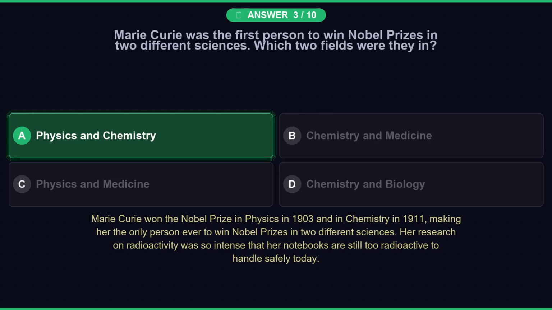The correct answer is A. Physics and chemistry. Marie Curie won the Nobel Prize in Physics in 1903 and in Chemistry in 1911, making her the only person ever to win Nobel Prizes in 2 different sciences. Her research on radioactivity was so intense that her notebooks are still too radioactive to handle safely today.